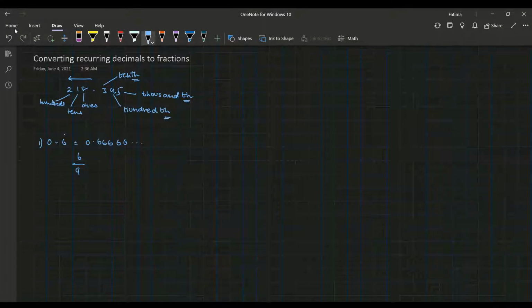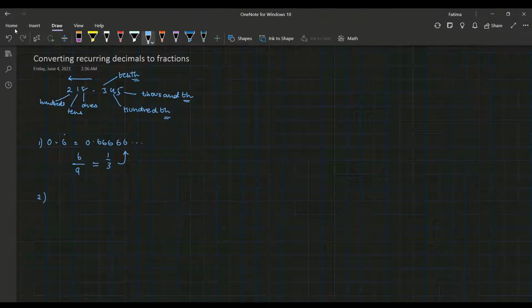And you'll realize that 6 by 9 can be simplified to 1 by 3 because they're both divisible by 3. And when you type this on your calculator, you'll see that you get this answer, 0.666. And 1 by 3 is the more commonly known form of 0.666 and so on.